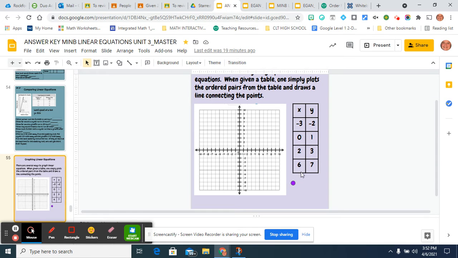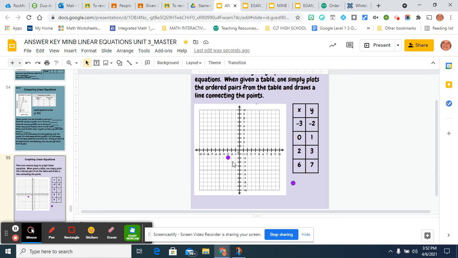So here we have this table. I've put some dots down here so we can move those to plot the points. And we can see the first point is -3, -2. So I'm going to take my point and I'm going to go over -3 and then down to -2. As you can see, -3, -2.